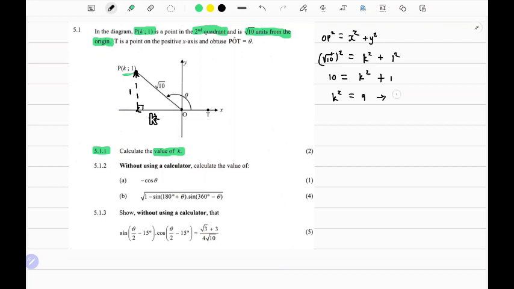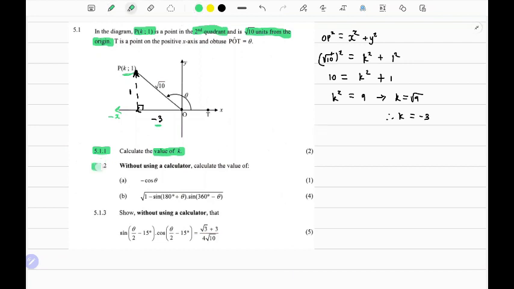So this implies that k should equal the square root of 9. Therefore k should be equal to negative 3 units. So in the place of k, I'm going to substitute negative 3 units, because this is negative 3 on the negative x-axis, so this has to be negative 3.